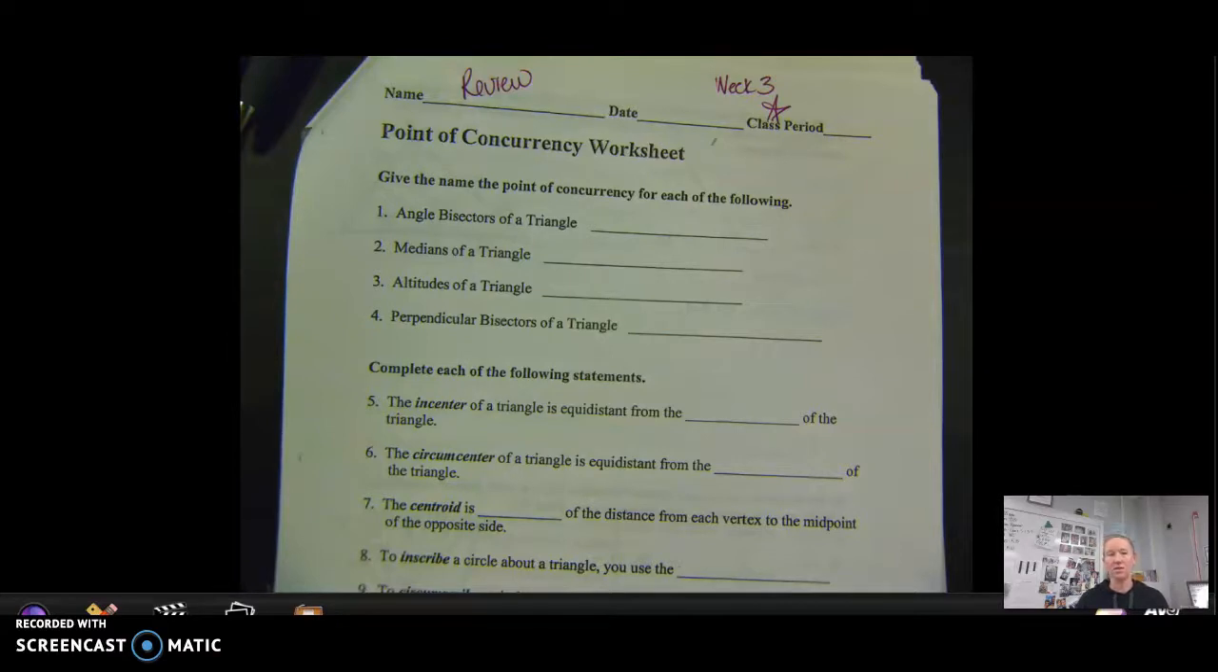Okay? So make sure 5.4 is complete, all 3 homework assignments. Then you're going to do 5 notes, a homework assignment on 5.5, and then you are going to take the quiz on Wednesday. All right, thanks, guys.